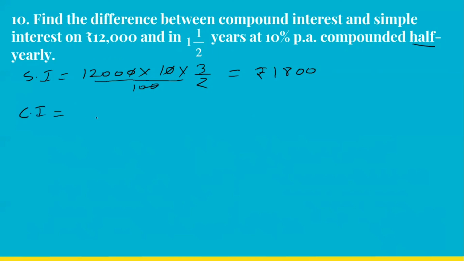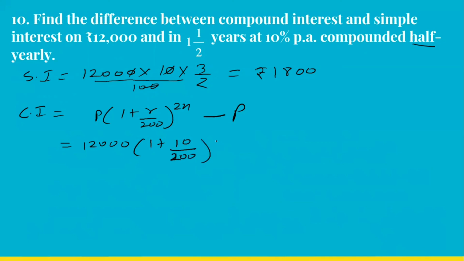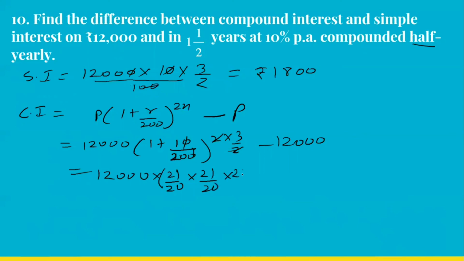So compound interest is equal to P in bracket 1 plus R upon 200 raised to 2N, minus P. Put the values. Principal is 12,000 in bracket 1 plus R is 10 upon 200 raised to 2 into 3 by 2. So this got cancelled, minus 12,000. So we get this, simplify this, you get 21 by 20. 12,000 into 21 upon 20 raised to 3. So we can just multiply 21 upon 20 there instead of writing raised to 3, and minus 12,000.